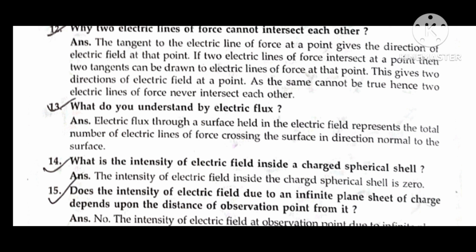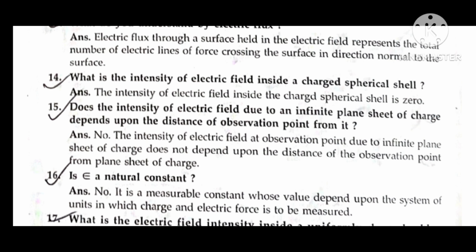What do you understand by electric flux? Electric flux through a surface held in the electric field represents the total number of electric lines of force crossing the surface in the direction normal to the surface. What is the intensity of electric field inside a charged spherical shell? The intensity of electric field inside the charged spherical shell is zero.